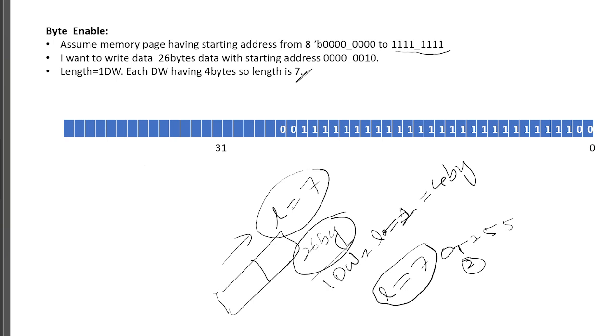Let us assume you start with address 0, but you are writing from starting address 2. So 2 means bytes 1 and 0 should be disabled, right? Disabled means you give 0 for each of them. Here 0 and 1 are given as 0 0. It starts at 2 and goes up to 28. Here you calculate the double words: this is the first double word, the second, the third, the fourth, the fifth, the sixth, and the seventh.